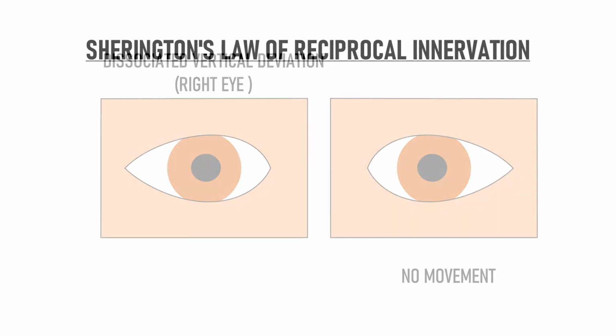Now let's talk about Sherrington's law of reciprocal innervation. We just learned that Hering's law deals with yoke muscles or what we call agonists.